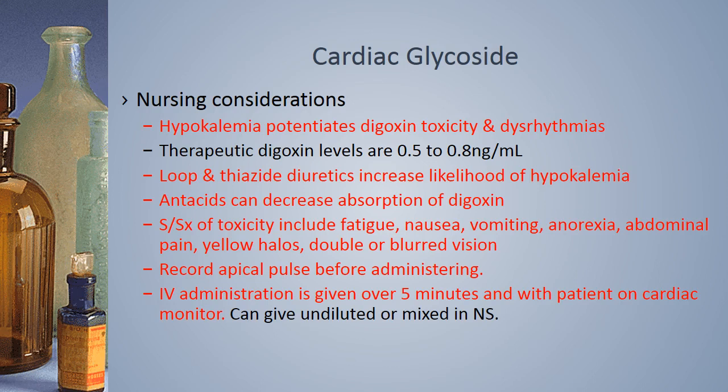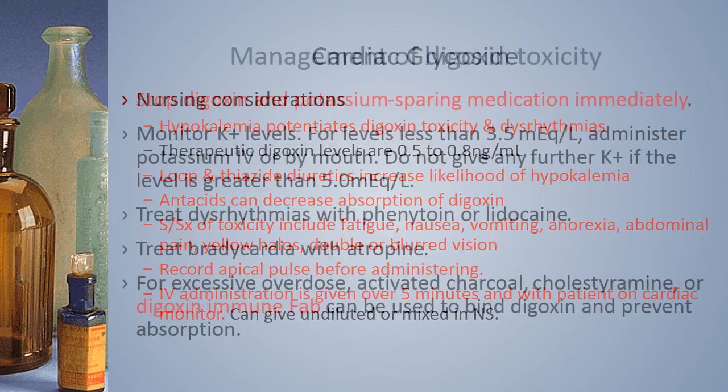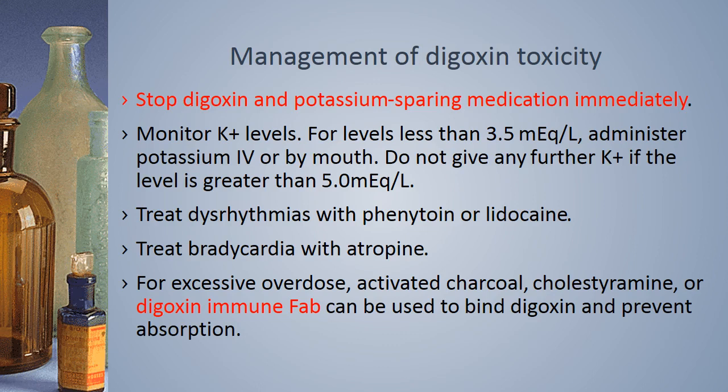Get the apical pulse before you give it, and then make sure you give it over 5 minutes when you give it IV. No quicker than 5 minutes. When you're managing digoxin toxicity, you want to, A, stop the digoxin, and any potassium-sparing medication. The antidote for digoxin is going to be called digoxin immune fab. This antidote binds to digoxin and helps to prevent the absorption of digoxin.